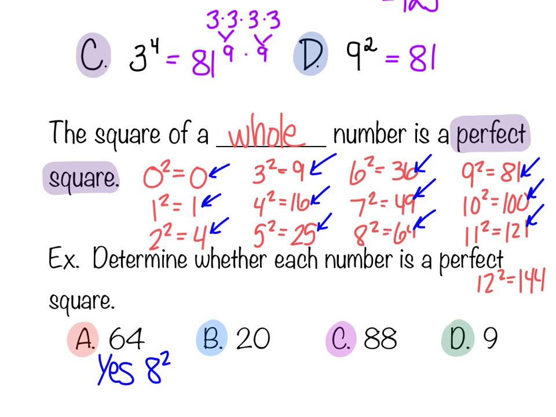20 was not on the list. We went from 16 to 25, so this one's not a perfect square. 88 is not on the list. We went from 81 to 100. And 9 is on the list. It was 3 squared.